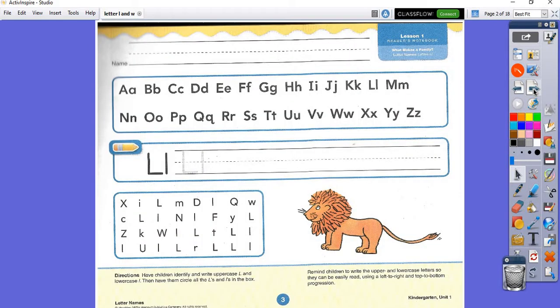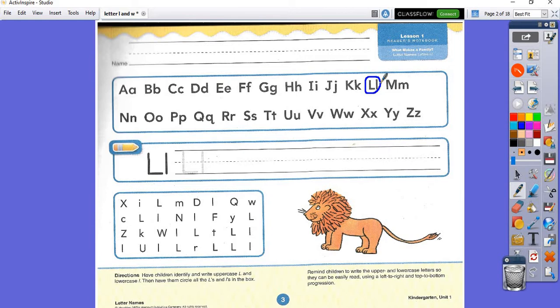Now, we have letter L worksheet. First of all, we are going to write our name here on the top of the page. Now we are going to find letter L. Where is letter L? Do we have letter L here? Yes. Now circle this letter L. Very good.